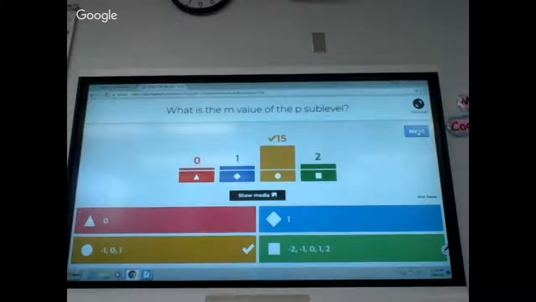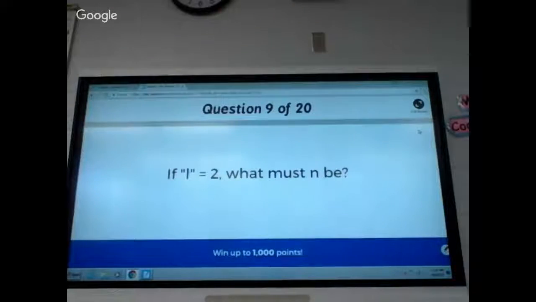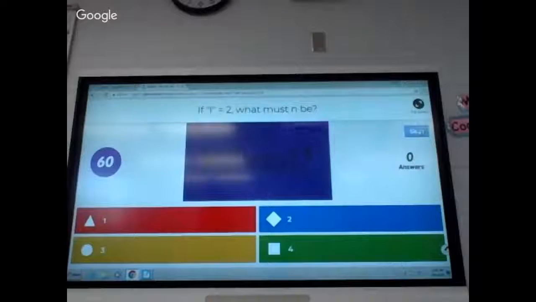It's not too bad. All right. -2 to +2 would be assuming that the l value was 2, and that would be d, not p. So that's why it's not the green. If l equals 2, what's n?